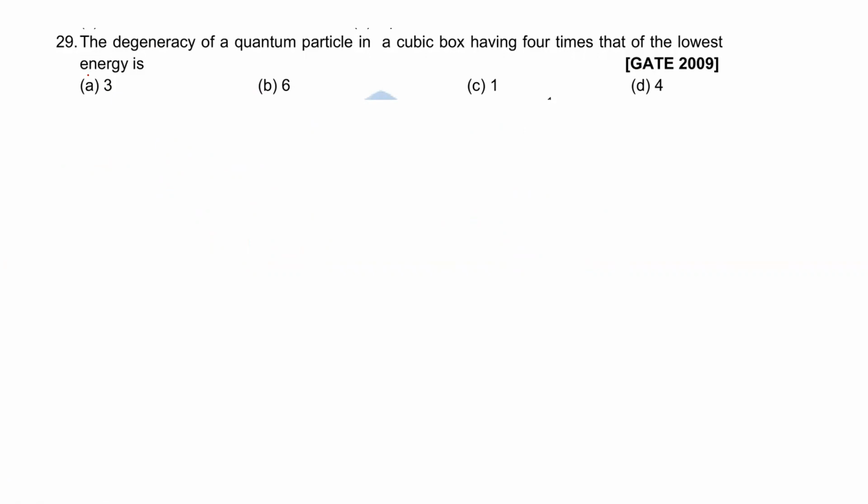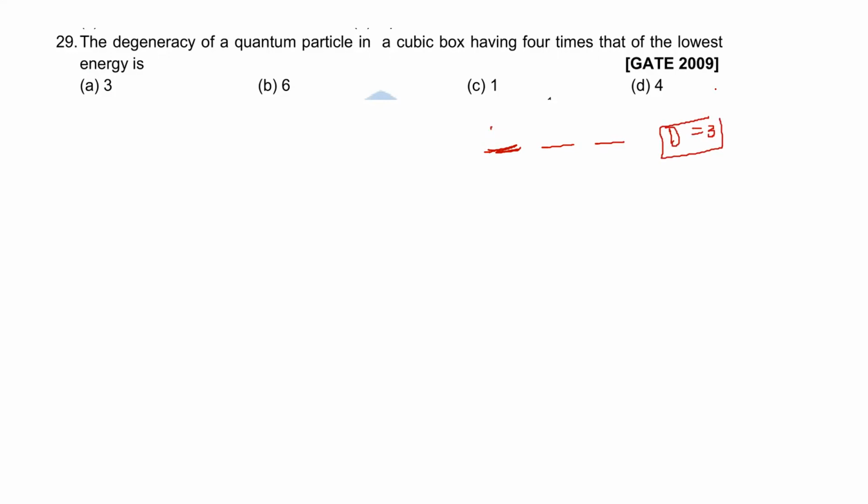So here the question is on degeneracy. You know, degeneracy is the number of energy states having equal energy. Suppose we have 3 energy levels, and all the 3 energy levels have the same energy. So we can say that that state has degeneracy equal to 3. Okay, so a degenerate state means states having equal or the same energy.